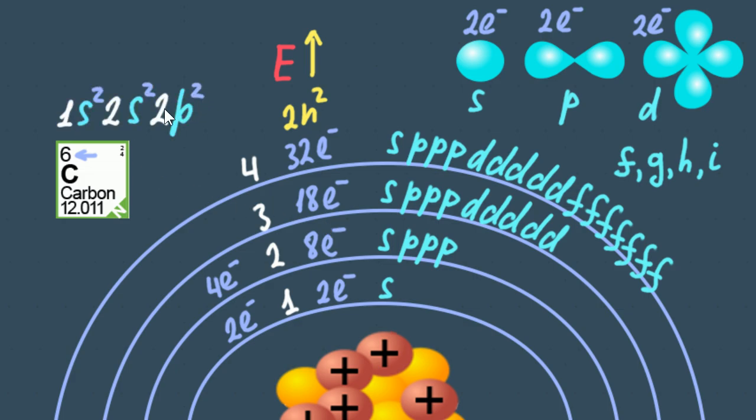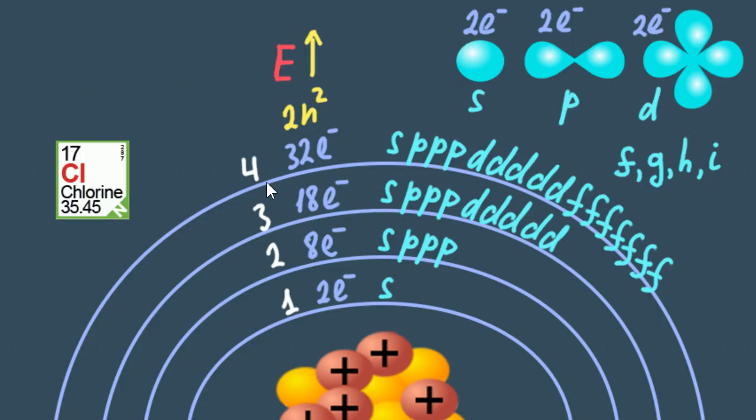This is written as follows. The first energy level of the s orbital is 2 electrons, the second energy level of the s orbital is 2 electrons, and the second energy level of the p orbital is 2 electrons. And these 2 electrons will not be on one p orbital, but will be distributed along 2 orbitals.